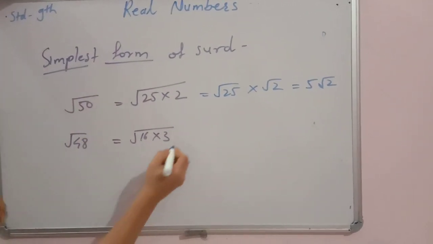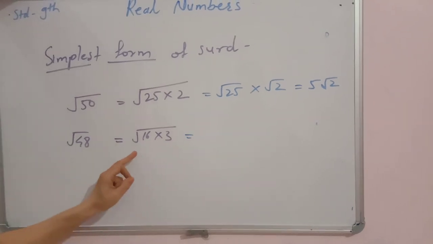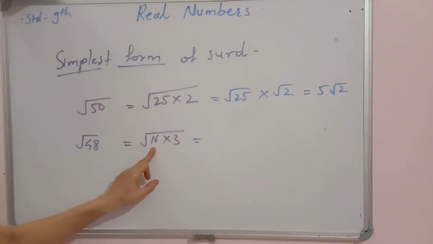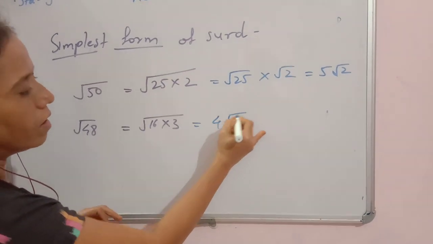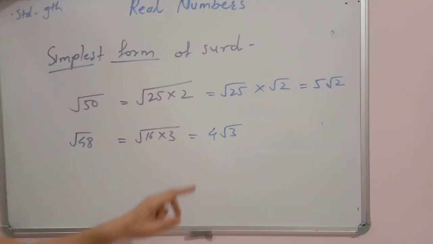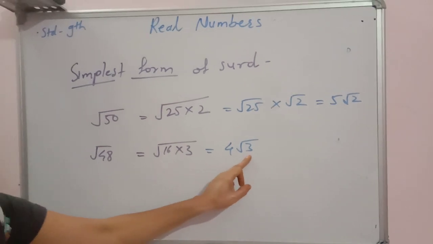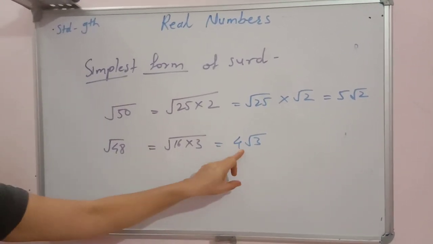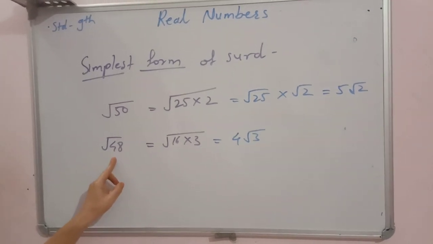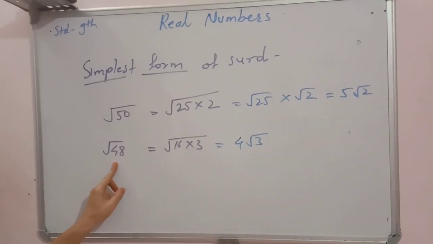Again here you can directly write it. Root 16, its value is 4, and under the radical sign there is only 3. It is 4 root 3, 4 multiplied by root 3, and this is also the simplest form of the surd root 48.